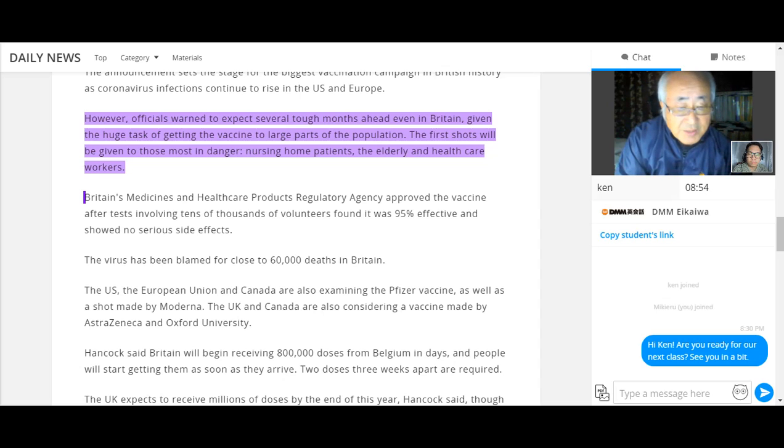However, officials warn to expect several tough months ahead even in Britain, given the huge task of getting the vaccine to large parts of the population. The first shots will be given to those most in danger, nursing home patients, the elderly, and healthcare workers.